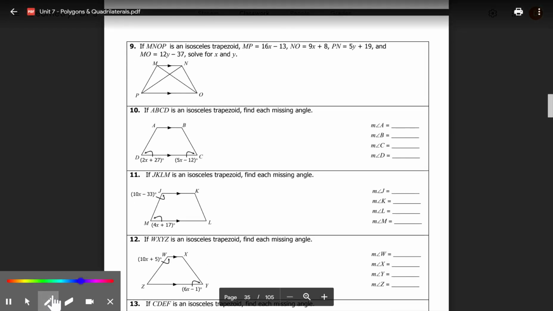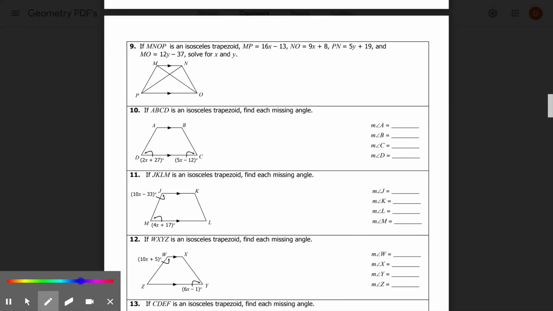Okay, number 9. If MNOP is an isosceles trapezoid, MP is 16x minus 13, NO is 9x plus 8, and then we know that PN is 5y plus 19, and MO is 12y minus 37. Solve for x and y. So let's start with our x's. We know that MP is congruent to NO based on our isosceles trapezoid properties. So that means that 16x minus 13 is going to equal 9x plus 8. And now you can solve for x.